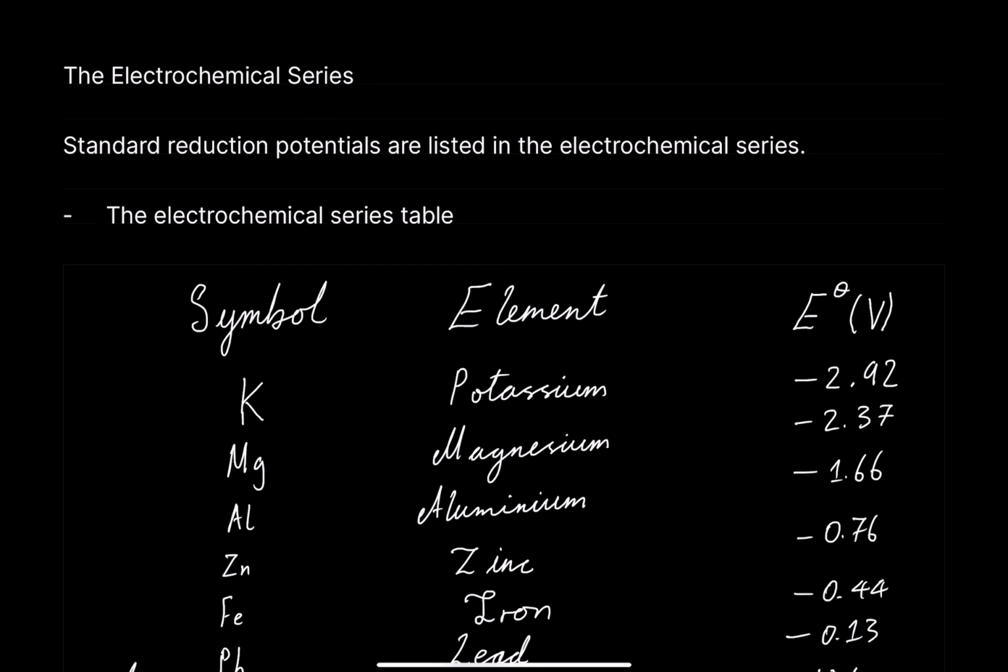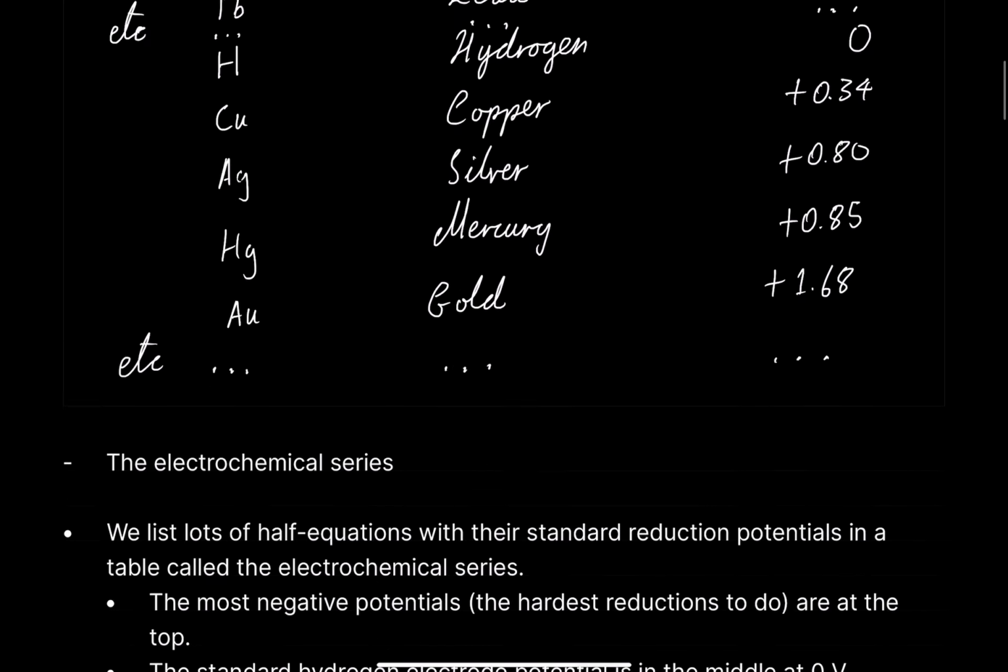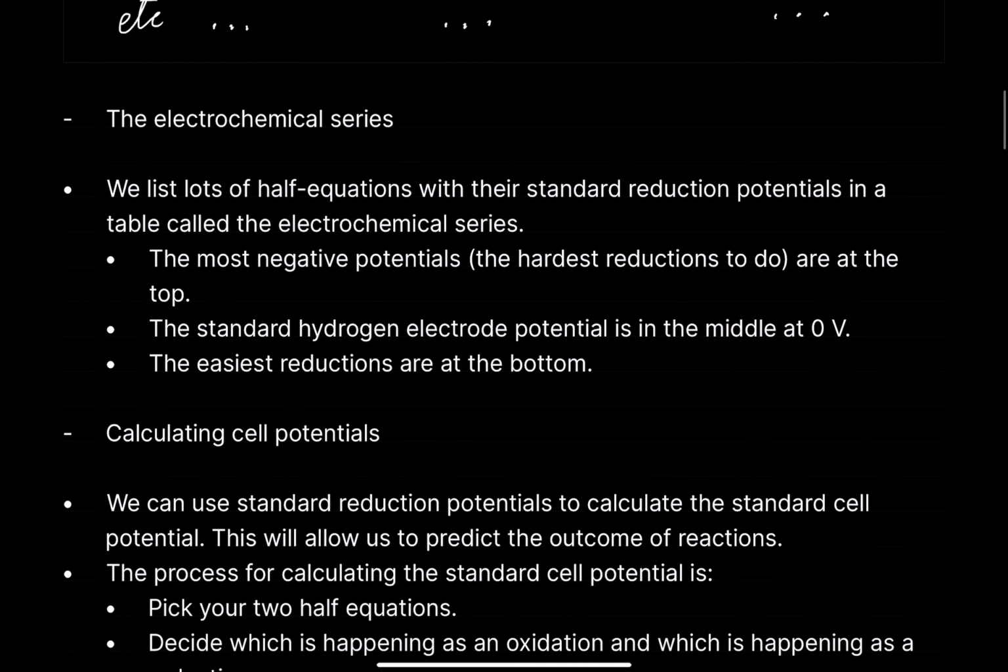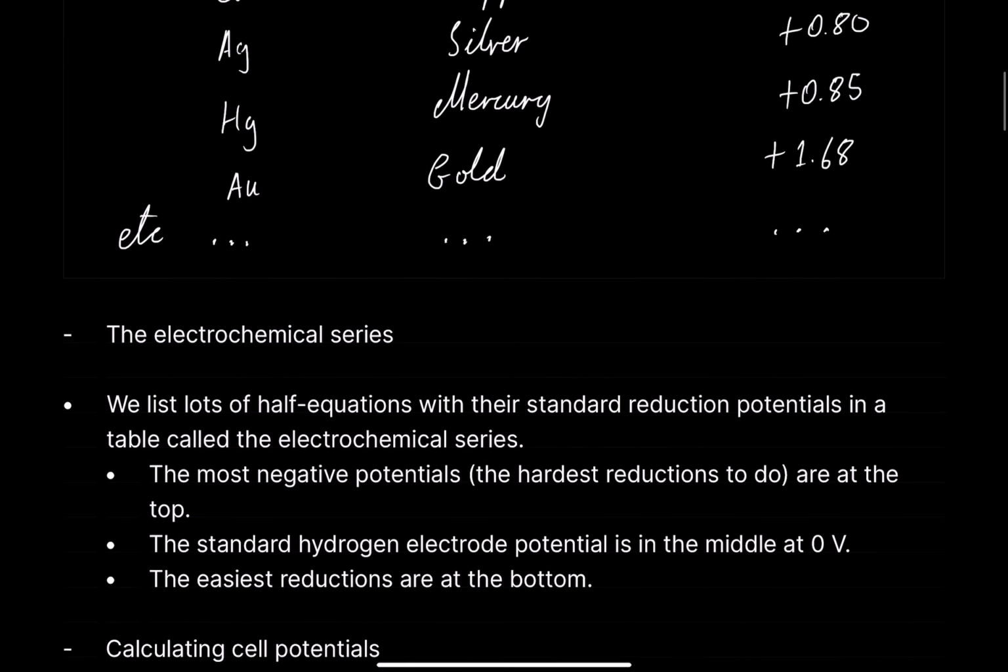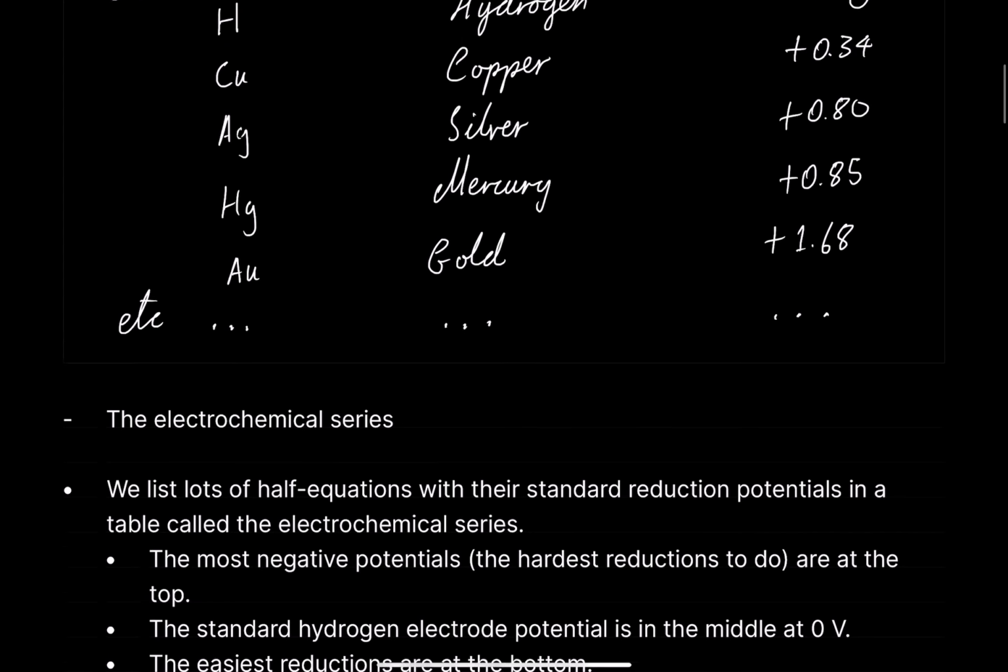So, the electrochemical series. Standard reduction potentials are listed in the electrochemical series. This is the electrochemical series table here. We list lots of half equations with their standard reduction potentials in a table called the electrochemical series, where the most negative potentials, the hardest reductions to do or the easiest oxidations to do, are at the top, the standard hydrogen electrode potential is in the middle at 0 volts, and the easiest reductions to do are at the bottom.